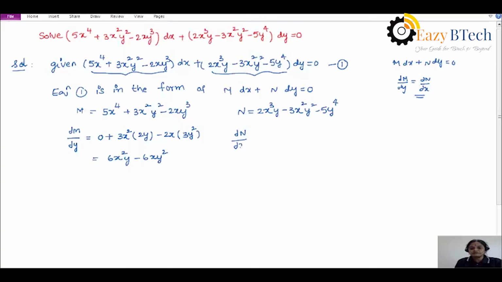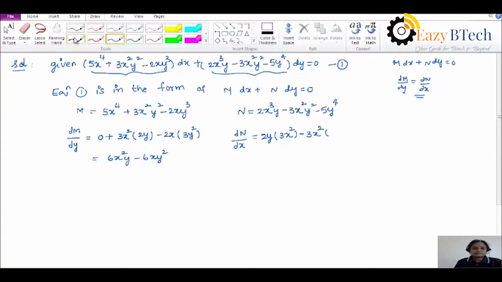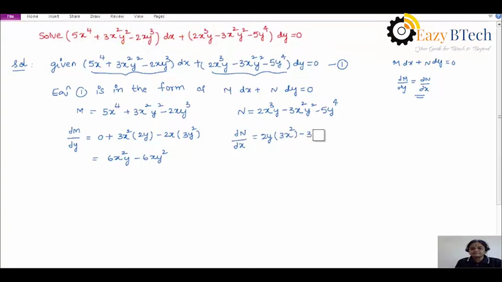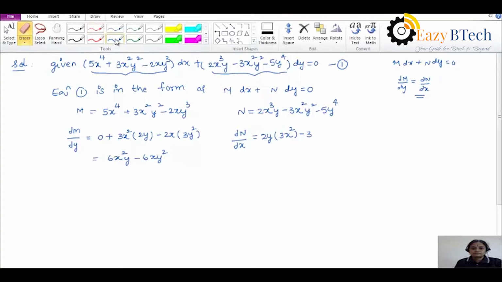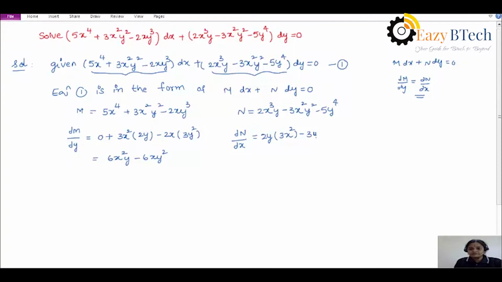Similarly, finding the value of ∂N/∂x. Here we are doing partial differentiation of N with respect to x, then 2y as a common factor, and x³ differentiation is 3x², and −3y² as a common factor, because here we are doing differentiation with respect to x. So 3y² common, and x² differentiation is 2x, and the last term there is no x, that means the answer is 0. Then 6x²y − 6xy².